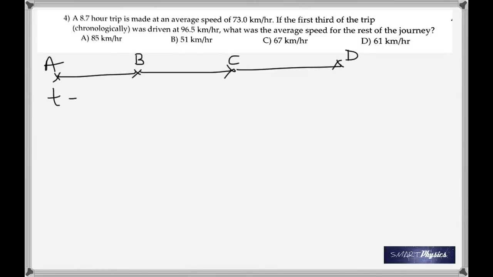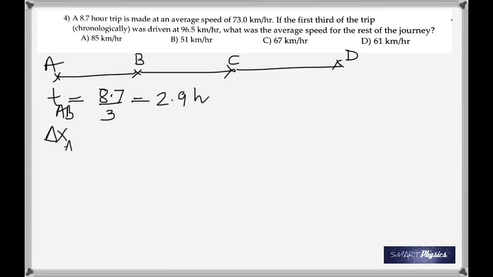In the third one, it's an 8.7 hour trip, which is made at an average speed of 73 kilometers per hour. The first third of the trip, and it says chronologically, means it takes 1/3 of the time. For the first part, it takes 1/3 of the time. Let me draw the picture. So that's the 3 parts, and it's talking about time. So the time taken for the part AB is 8.7 divided by 3, which is 2.9 hours.